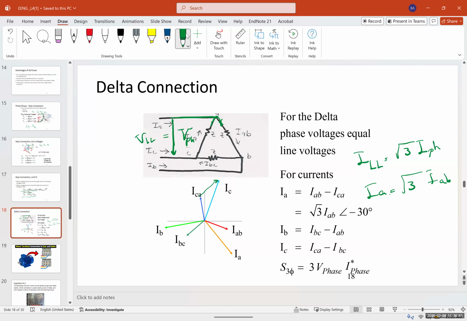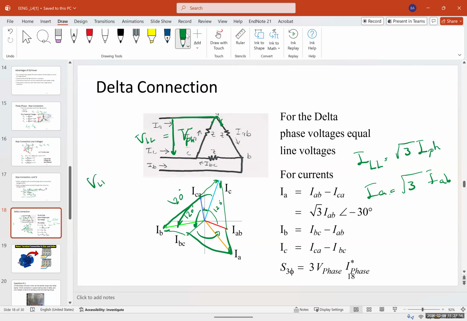So in the previous one, we had this graph for voltage. Now we have it for current. And again, you can see a 120 degree shift in the phase currents and a 120 degree shift in the line currents.